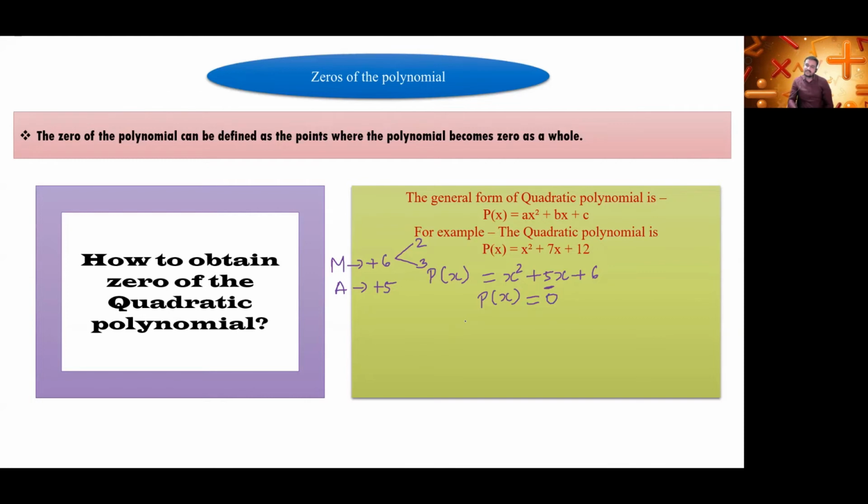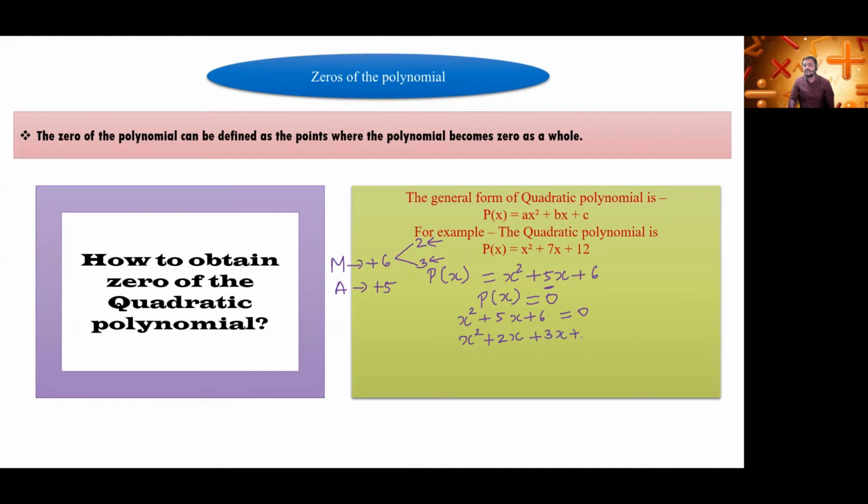Okay, so p of x is equal to 0. So what I can write, x square plus 5x plus 6 will be equal to 0. Now I will split the middle term. x square plus, तो ये वाले फैक्टर से मैं क्या लिखूंगा, I will write 2x, और ये वाले फैक्टर से मैं क्या लिखूंगा, I will write 3x.